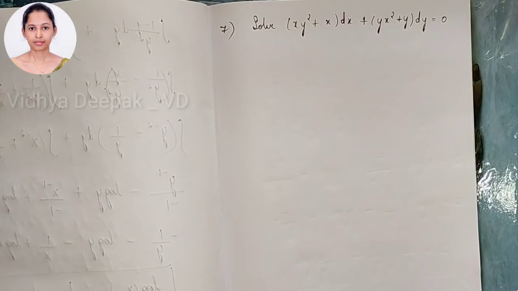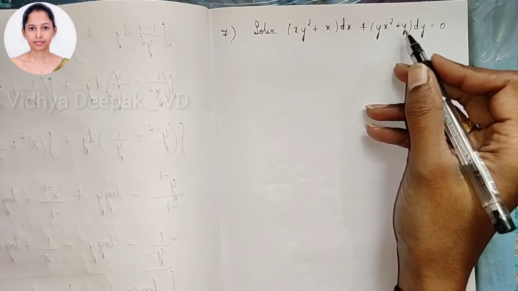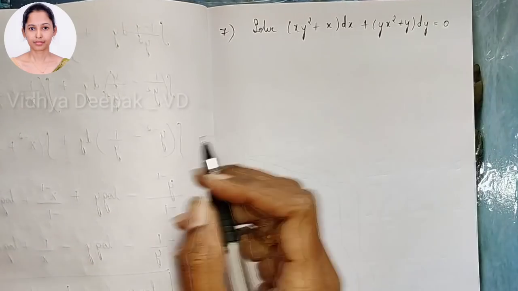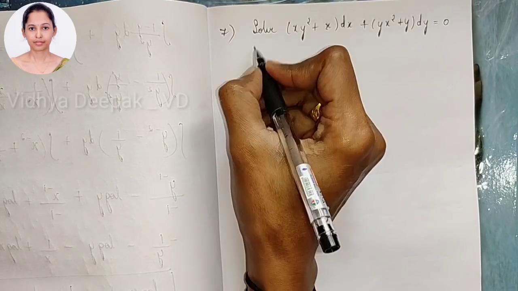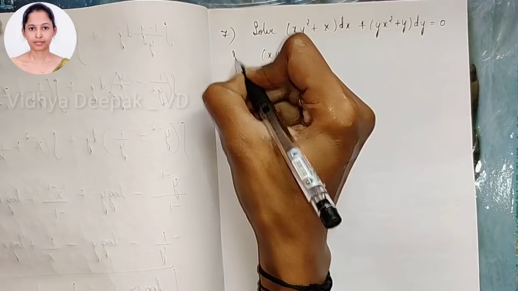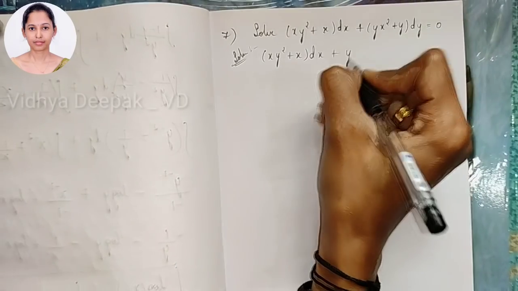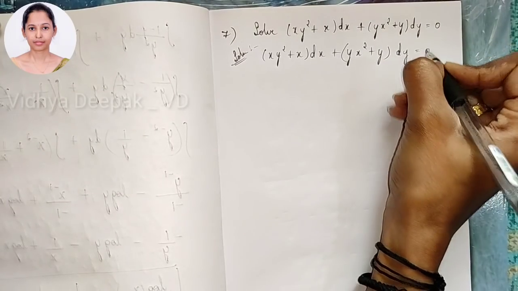Our next question is solve (xy square plus x) dx plus (yx square plus y) dy is equal to 0. Here you can observe that we can take x common outside. So whenever you get the question, you write the question once again, then start the answer, okay? So we have x dx plus y x square plus y dy is equal to 0.